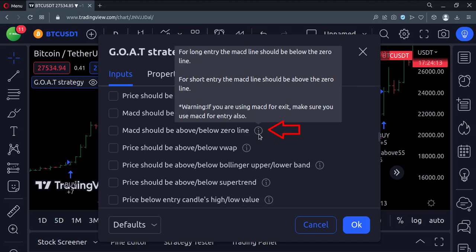The second MACD stop loss option says that, for a long entry, the stop loss will hit if the MACD line is below the zero line. And for the short entry, the stop loss will hit if the MACD line is above the zero line.